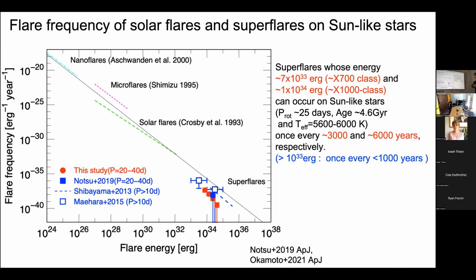And so possibly a bit smaller flares also occur at a higher frequency. So this is one of the interesting views of the superflare frequency from Kepler data.